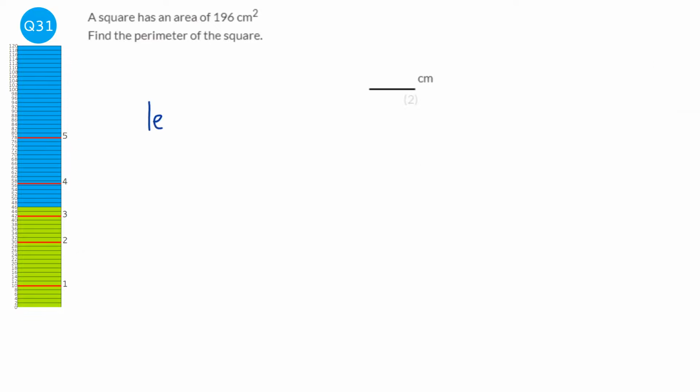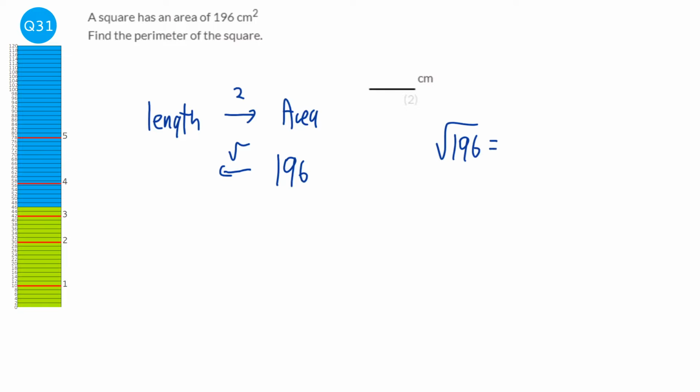To get from the length of a square to the area, we square the length. To work backwards, what we do is we square root, because the inverse of square is square root. So we've got 196 and we're going to square root it to find the length. So we work out the square root of 196, which is what number times itself is 196. And you should learn them from 1 to 15. So you should know all of the square numbers from 1 to 15. So you should know that the answer is 14. So the length therefore is 14.